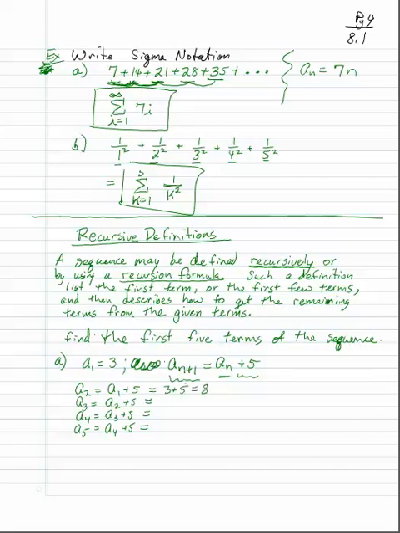And now I can do a sub 3, because now I know a sub 2 is 8. 8 plus 5 is 13. And I can do a sub 4. So 13 plus 5 is 18. And then a sub 5 would be 18 plus 5, which is 23. So that's defining it recursively.